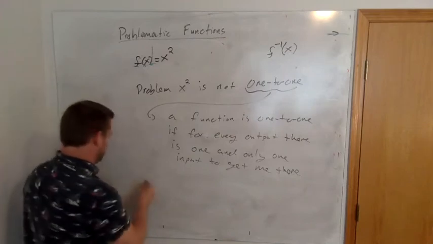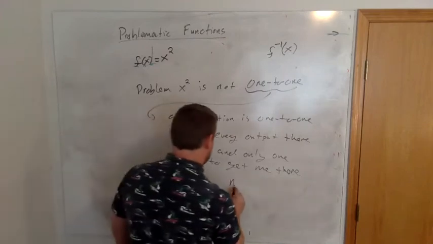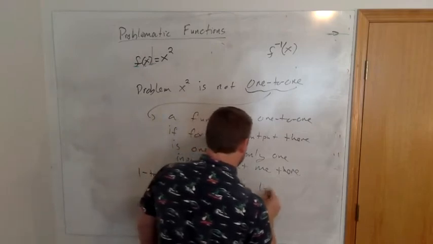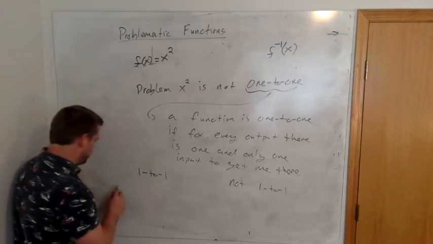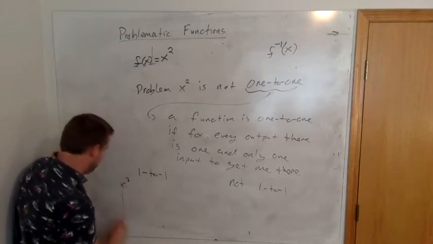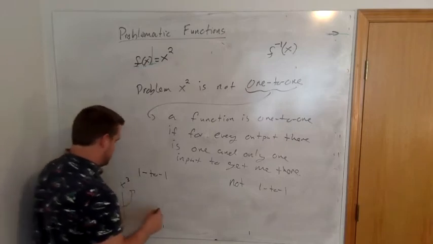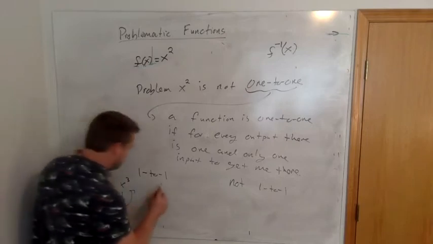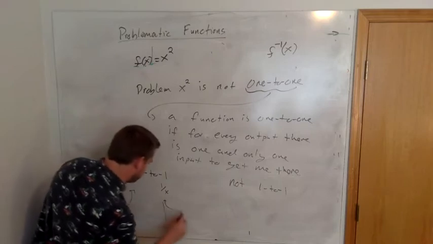So I should write a list here. 1-to-1, not 1-to-1. What's a good one-to-one function? We saw x cubed is a 1-to-1 function. Every output, there's only one input to get me there. Another good one we saw was 1 over x. 1 over x looks like this.